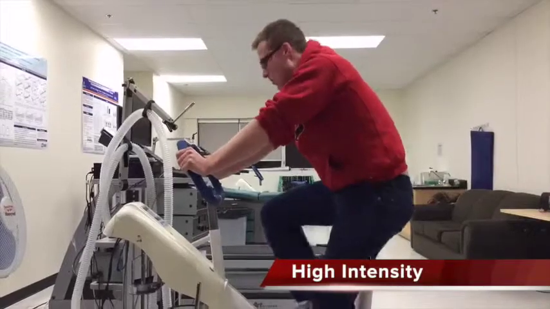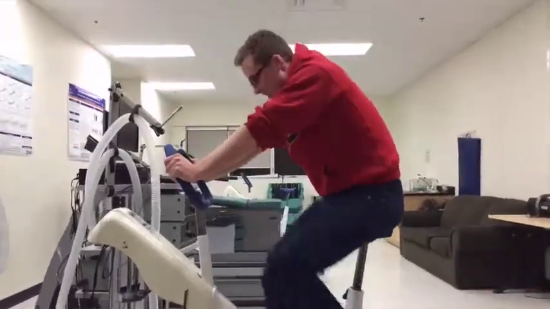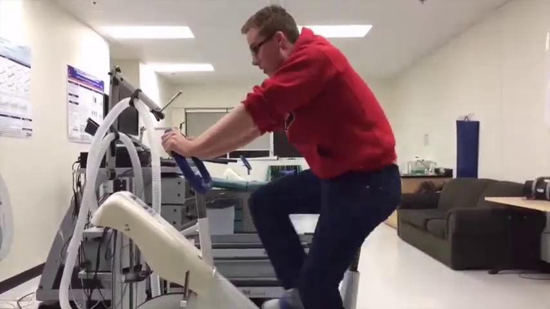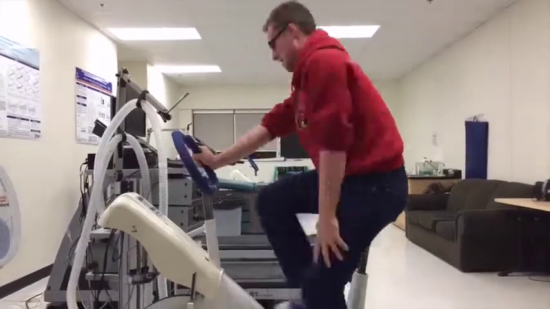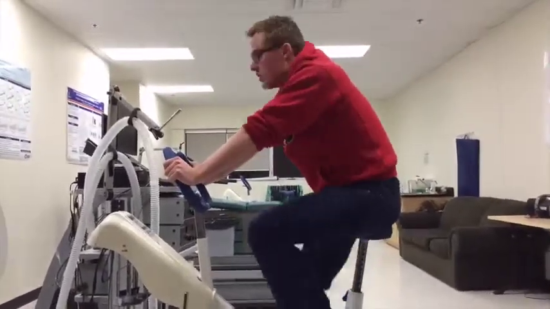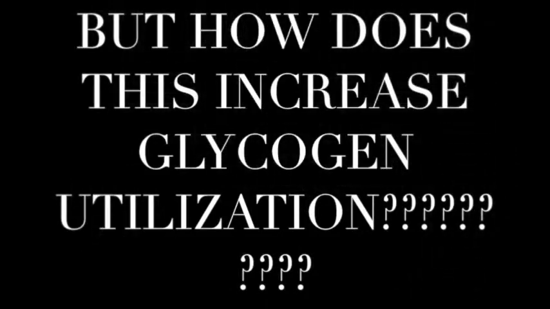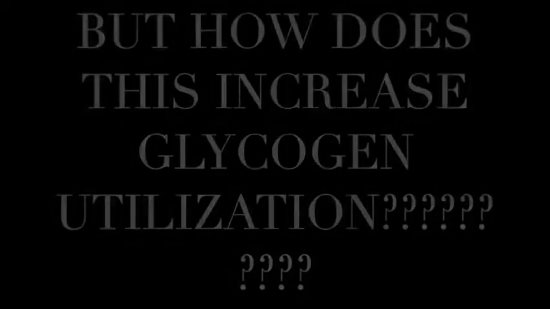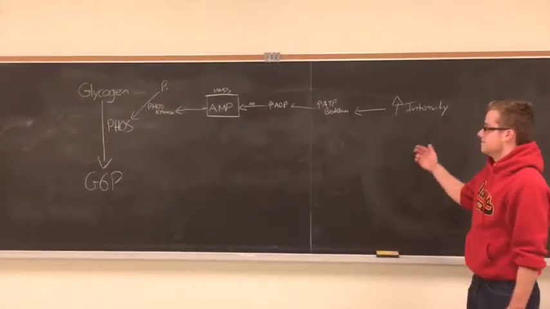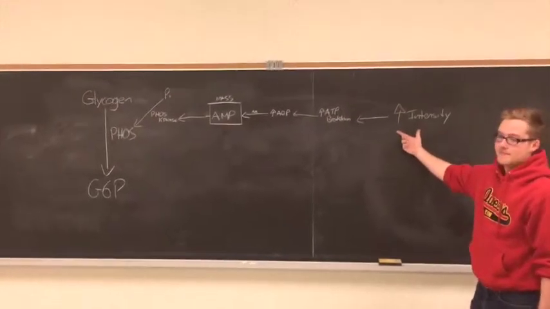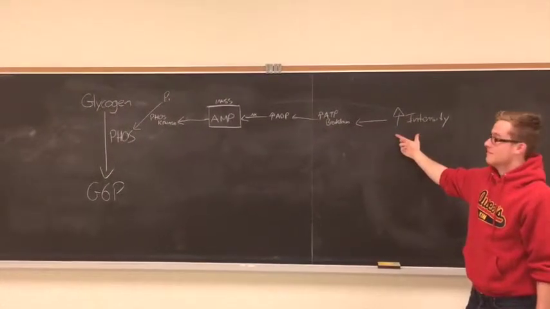Here he is exercising at a high intensity, his AMP inflow is drastically increased, and glycogen utilization is also drastically increased. How does this increase glycogen utilization? We hypothesize that ATP mass is increasing as exercise intensity increases.